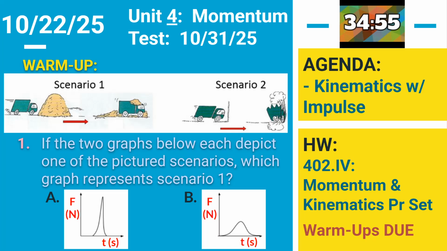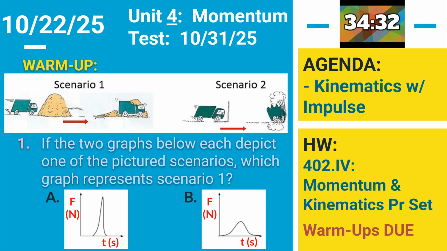Yeah, B. B would represent scenario 1 here because in graph B, there's more time. If that means the other graph shows less time, that would be scenario 2. But you can see that as the time increases, the maximum force is decreasing. And we've talked about that relationship, but it's also shown here graphically.